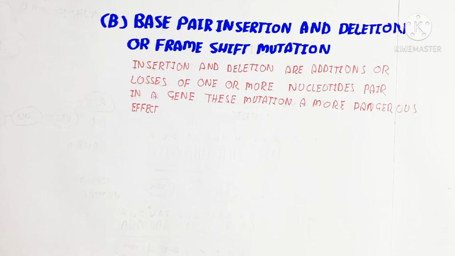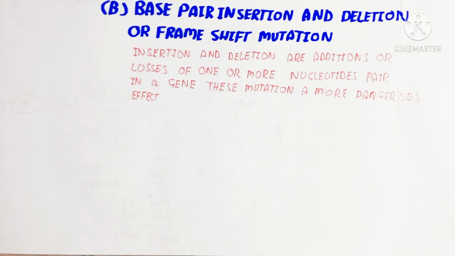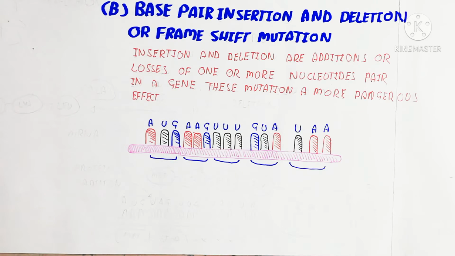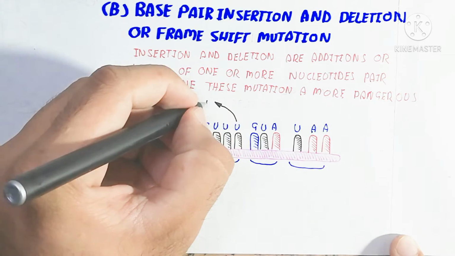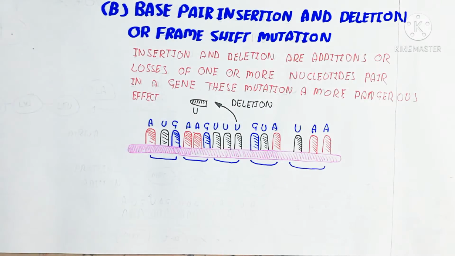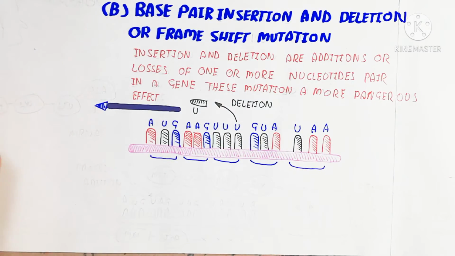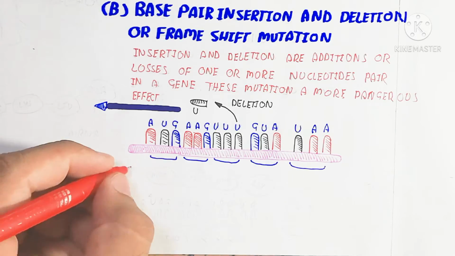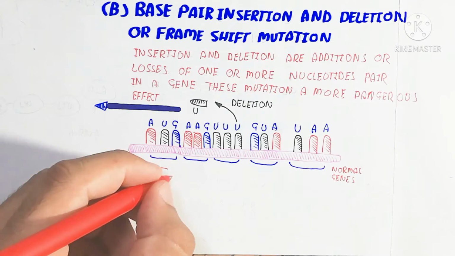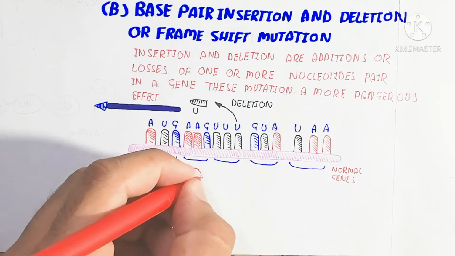So the insertion and deletion, or addition or loss, of one or more nucleotide pairs in a gene. This mutation has a more dangerous effect. For example, here we will discuss the messenger RNA produced during transcription, and during translation one uracil will be deleted to produce this type of protein.